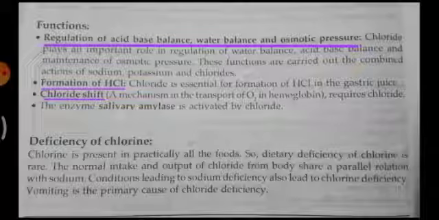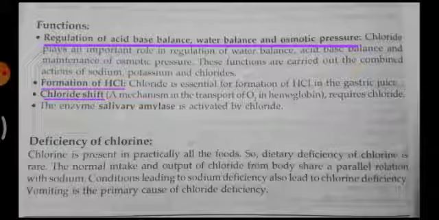Chlorine or chloride has various functions in our body, especially water balance, acid-base balance, and blood pressure maintenance. So regulation of acid-base balance takes place with the help of chloride, and also water balance along with osmotic pressure. Chloride plays an important role in regulation of water balance, and hence a sufficient amount of salt-containing food should be taken to avoid dehydration.